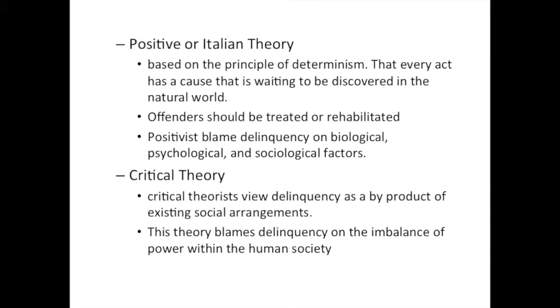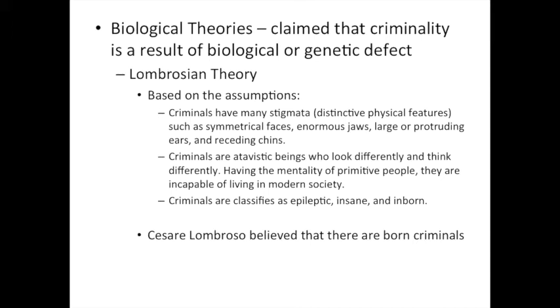Okay, next is biological theories. These theories claimed that criminality is a result of biological or genetic defect. So may depekto na. According to Lombroso, in his Lombrosian theory, it is based on the assumptions that criminals have many stigmata, which is distinctive physical features, such as asymmetrical faces, enormous jaws, large or protruding ears, and receding chins.